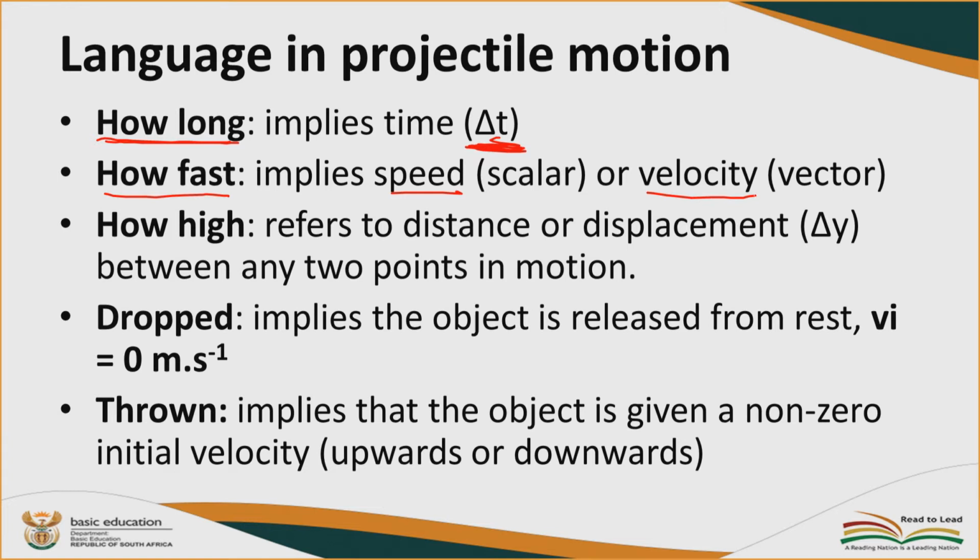Take note that speed is a scalar and velocity is a vector. So if they didn't say the magnitude of velocity, we must also include the direction because of the vector nature of that quantity. And then, because we're talking about objects released at some height, sometimes you may be asked how high, which refers to the distance or the displacement, which has to do with the change of position between any 2 points of motion. Now, if an object is dropped, or released, it means that the object will start with an initial velocity of 0. If an object is thrown, it implies that the object is given a non-zero initial velocity, either upwards or downwards.